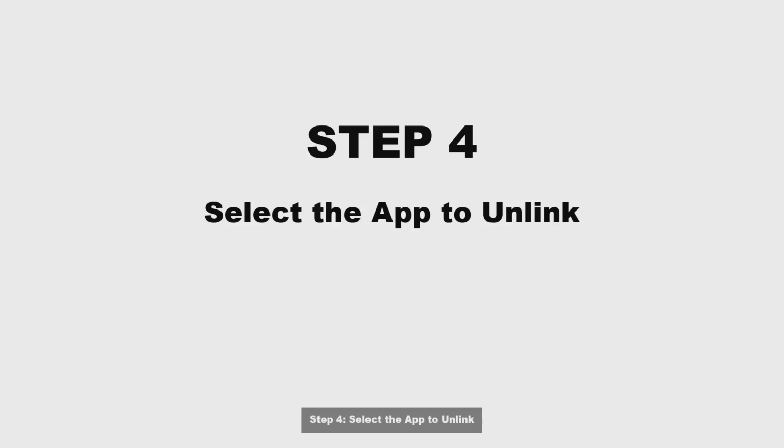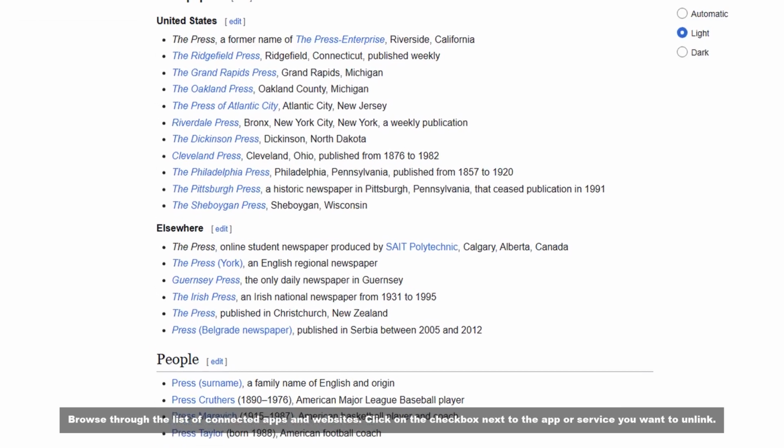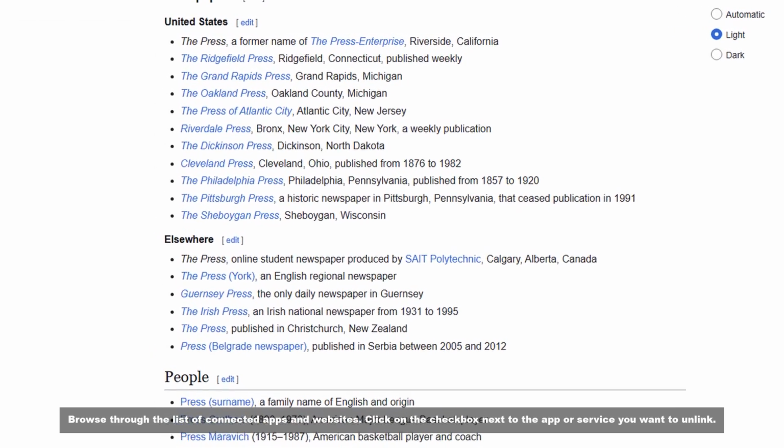Step 4. Select the app to unlink. Browse through the list of connected apps and websites. Click on the checkbox next to the app or service you want to unlink.